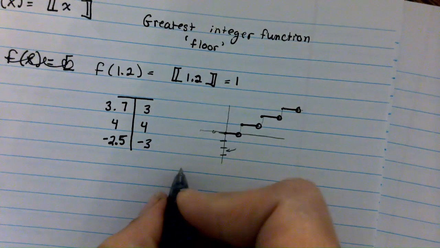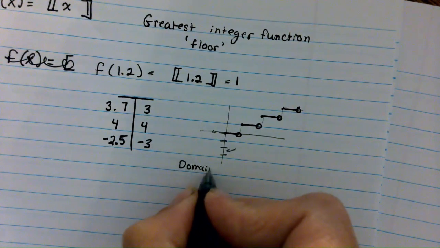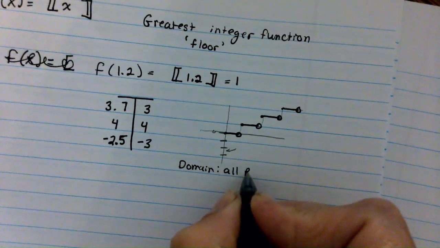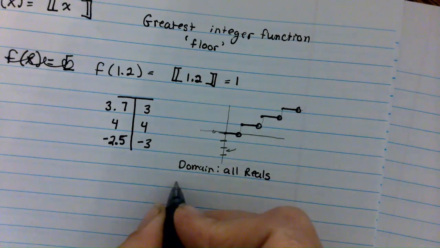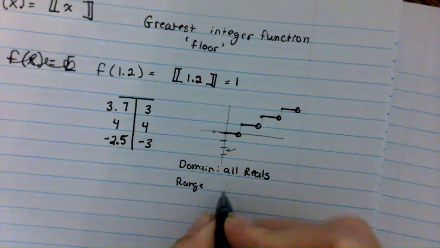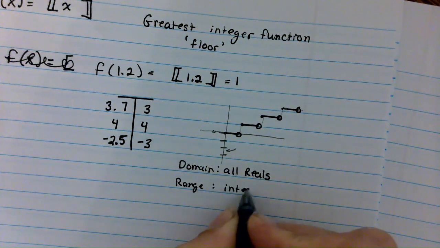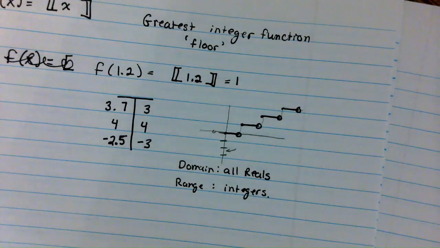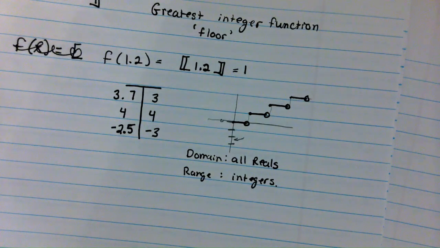So our domain is all reals. I'm just doing this verbally. But our range is just the integers. And this is one of those cases where we're using words as a better way to explain our range. And money is one of those times, like we don't spend $4.835. It's either going to be 83 cents or 84 cents. So money is an example of when you use a greatest integer or the floor function.